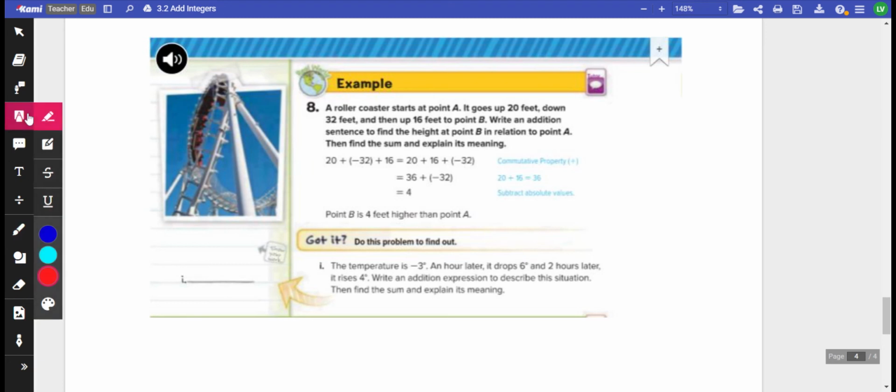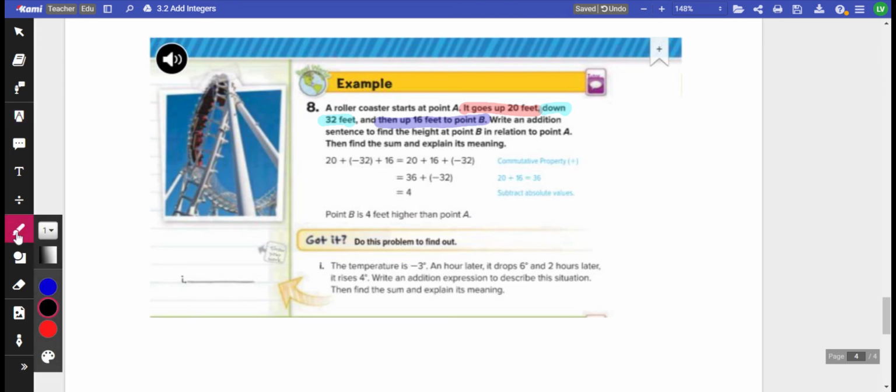Well, if I go back and reread it, a roller coaster starts at point A. It goes up 20 feet, then down 32 feet, and lastly, up 16 feet to point B. So I'm going to take those different pieces of information. Going up 20 feet, that's a positive 20. Going down 32 feet, we're going to add a negative 32. And then up 16 feet, we're going to add 16.